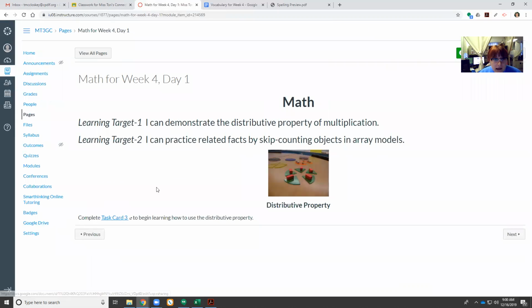All right, math. We still have 2 learning targets. I can demonstrate the distributive property of multiplication. I can practice related facts by skip counting objects and array models. So you're going to complete the task card to begin learning about how to use the distributive property.